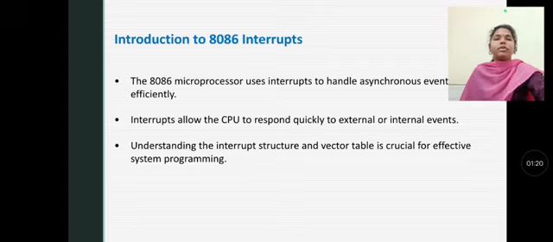Introduction to 8086 interrupts. The 8086 microprocessor uses interrupts to handle asynchronous events efficiently. Interrupts allow the CPU to respond quickly to external or internal events. Understanding the interrupt structure and vector table is crucial for effective system programming.